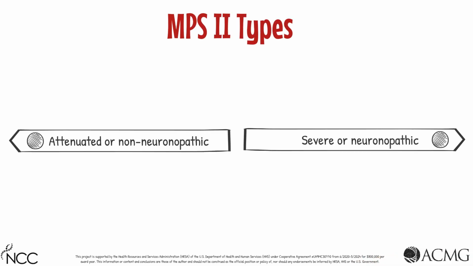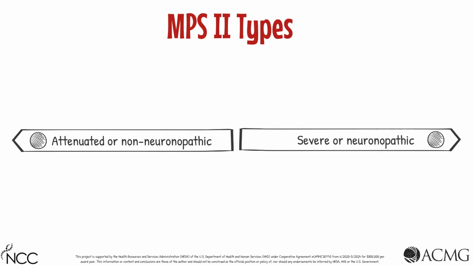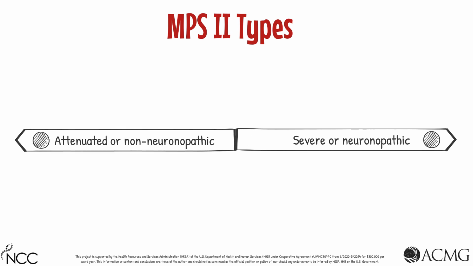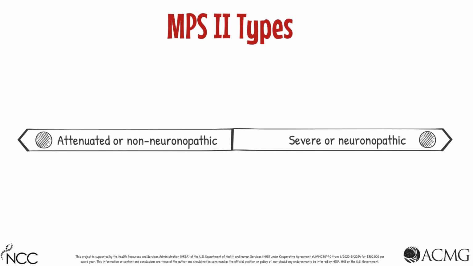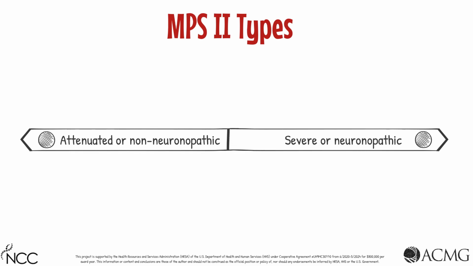The presentation of MPS II is clinically variable and is usually classified into two main types: the attenuated or non-neuronopathic type and the severe or neuronopathic type. However, it is important to note that there are overlapping symptoms between the two types, suggesting that the disease spectrum of MPS II is quite broad. After diagnosis, it may be difficult to predict the type of MPS II an individual will have.